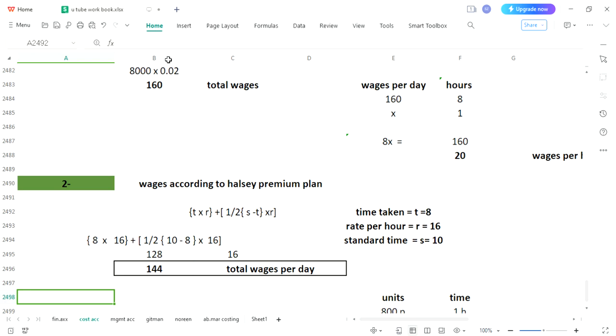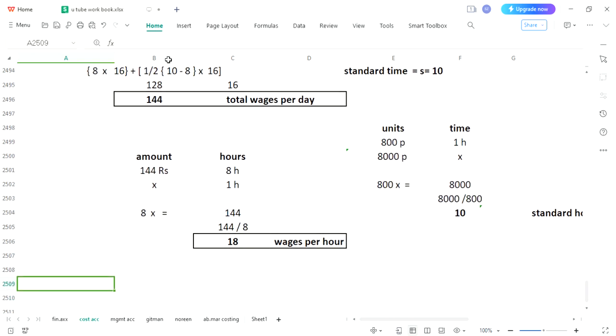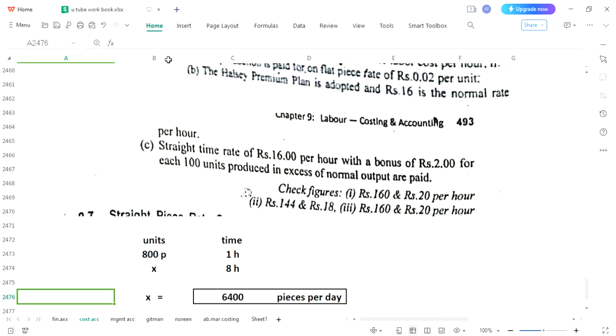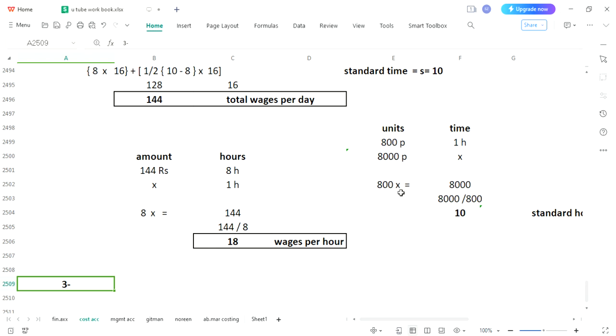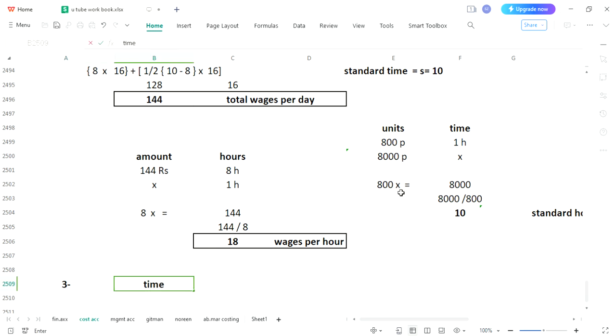Now we will see what is required in the third part of the question. Let's go back to the question. This is your C part. Straight time rate 16 per hour with a bonus of 2 for each 100 units produced in excess of normal output. So the time rate method is easy. How many hours somebody has worked is multiplied by the per hour rate. Straight time rate method is described.